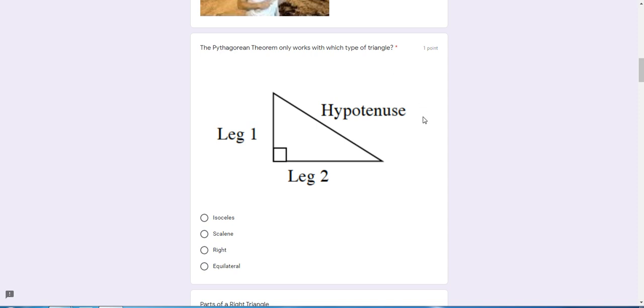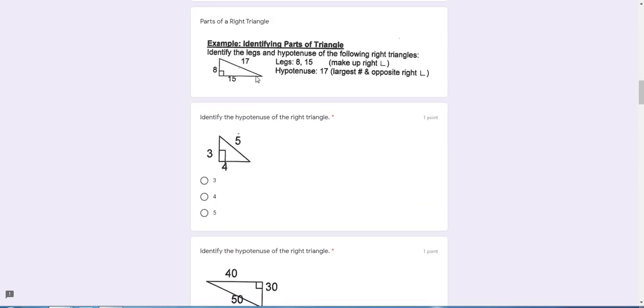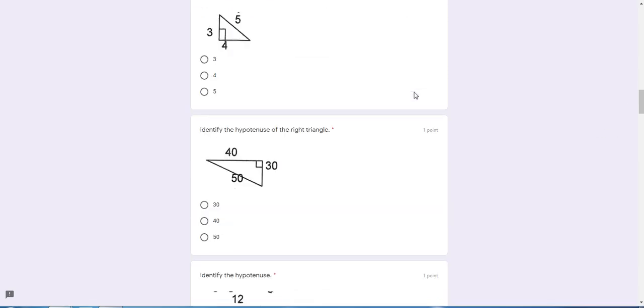Alright, cruising along. This is basically telling us that the side lengths are 8 and 15 and the hypotenuse is 17. Notice that the hypotenuse is always in this position across from our right angle. It's always the largest number, so that's important to note. On this one, identify the hypotenuse. Well, where's the largest number? Got it. Go ahead and move down to your next question.